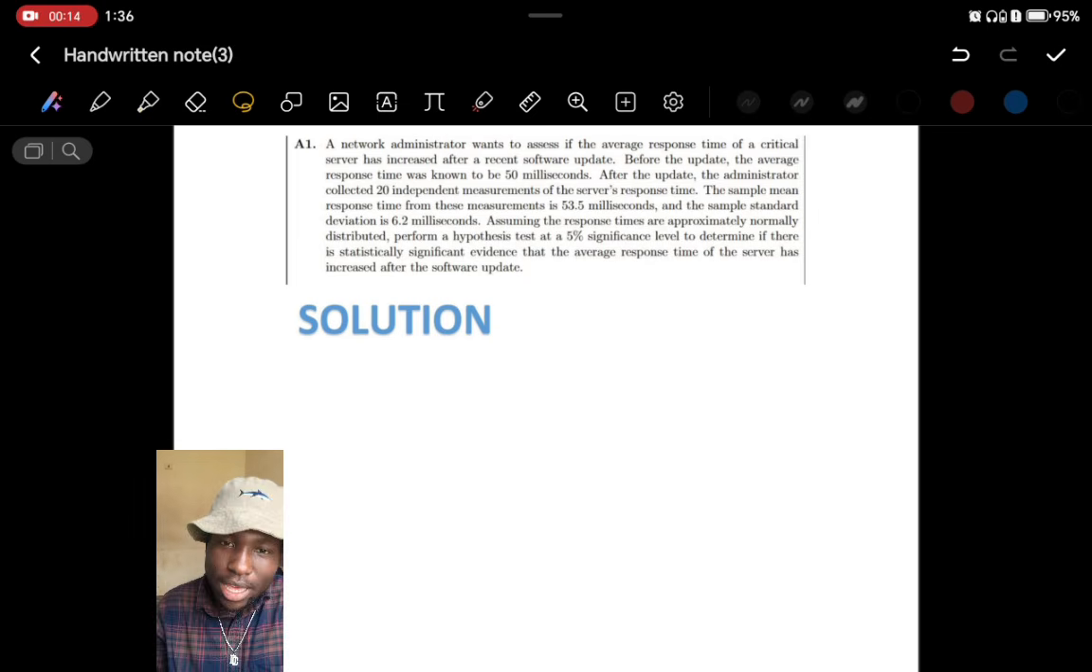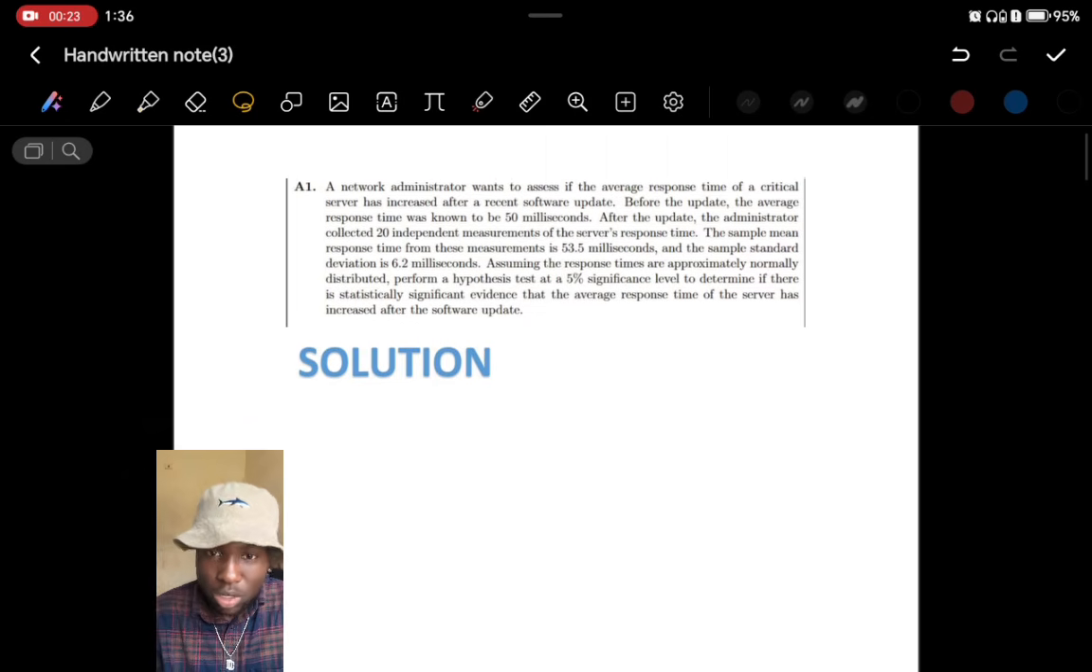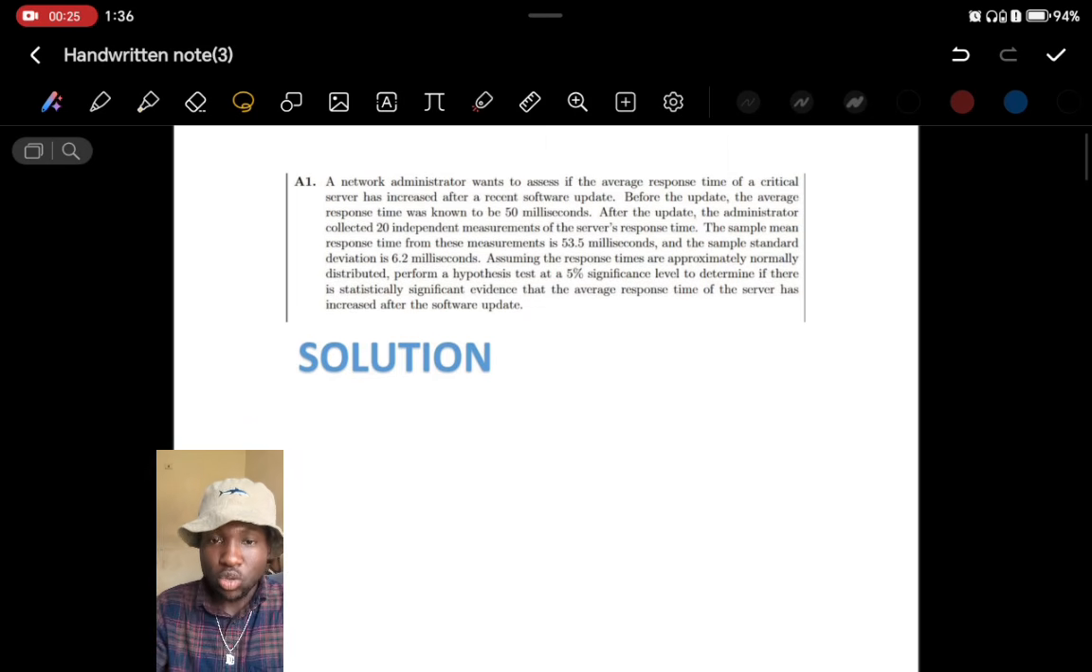So we start with A1. Let me not waste time repeating the questions, because you're going to be seeing the question, and you also have access to worksheet 2. Looking at our question, the network administrator wants to assess if the average response time of the critical server has increased after a recent software update.